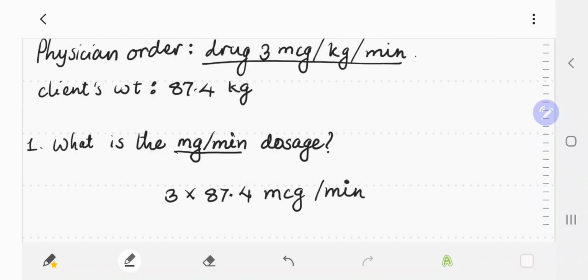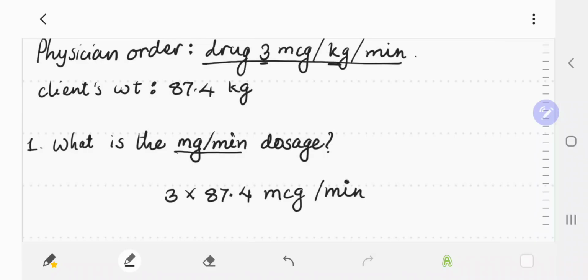It's quite simple. Think in this way. If a client has 10 kg weight, how much drug would be required? If the client has 1 kg weight, 3 microgram of drug is required. If the client has 10 kg weight, of course it should be 30 microgram. What we did here, 3 times 10. It's the same exact thing. So the client has the weight 87.4 kg, you simply multiply by 3, or 3 times 87.4 microgram per minute.